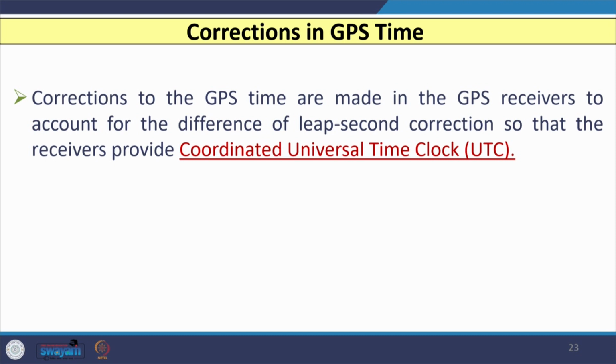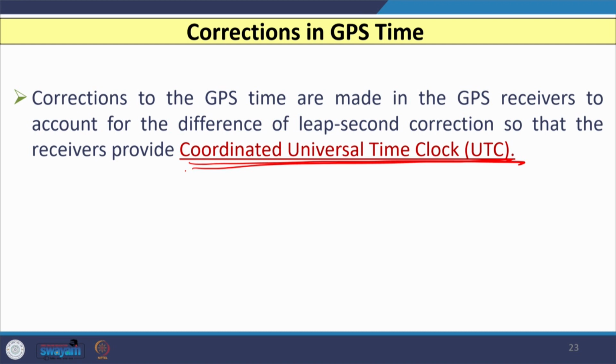Now, what are the corrections required in GPS time? So, the corrections to the GPS time are made in the GPS receivers to account for the difference of leap second correction, so that the receivers provide the coordinated universal time clock. So, this clock is very important as far as the GPS is concerned. Whatever corrections are required are carried out, so that the output of the receivers will take care of all these errors, and finally this signal, that is the coordinated universal time clock signal, is available from the GPS, which is given to all the PMUs installed in a particular network.